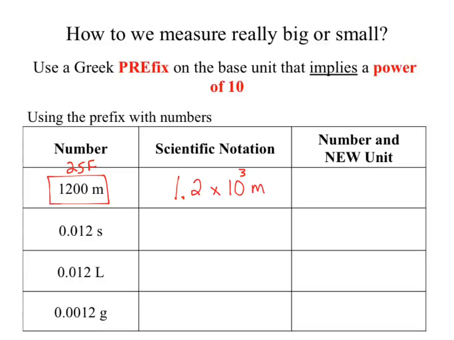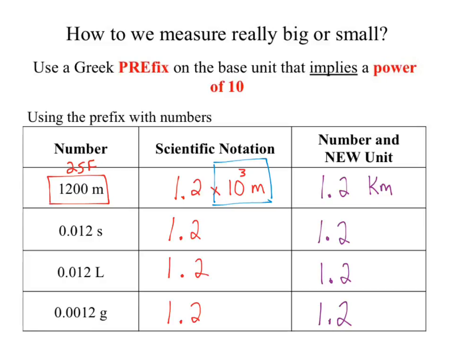Okay. I want now a number and a new unit. Well, my new unit is right here. What did 10 to the third mean? Kilo. So my number becomes 1.2. I had nothing to the number. And now, kilo with a lowercase k, kilometers. And I now have my new unit, new everything set up already for me. Crank through the other ones. You got questions?